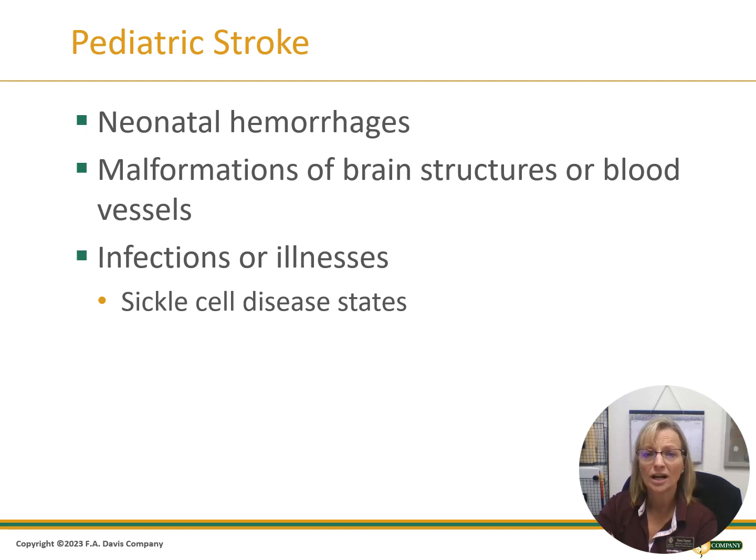Pediatric stroke or cerebrovascular accidents are common in adults, but do occur in kids in utero, during, or shortly after birth as a result of trauma or illness. Neonatal hemorrhages are unfortunately common in premature babies because of the immature blood vessels and how fragile they are. Malformations of brain structures or blood vessels are often the cause of strokes as well in young kids. Infections or illnesses such as meningitis, encephalitis, and sickle cell can cause strokes. You can see mild effects, moderate effects, or they can be severe.